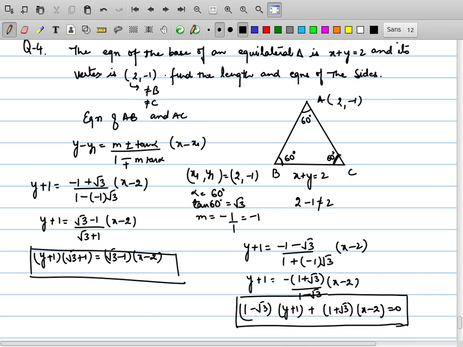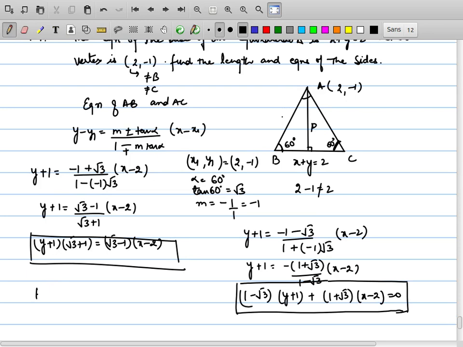Now it also says find the length of the sides. Now for the length of the sides, what we can do is, we can draw a perpendicular from the vertex. Now we know how to find this distance P, the perpendicular distance of a point from a line. If we can find this distance, this angle is 60 degrees, we can apply trigonometry.